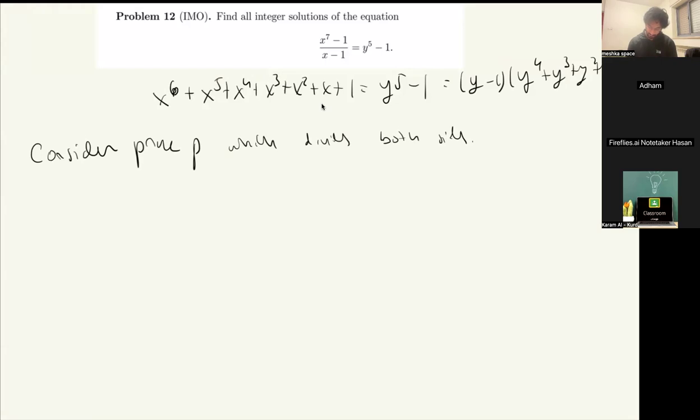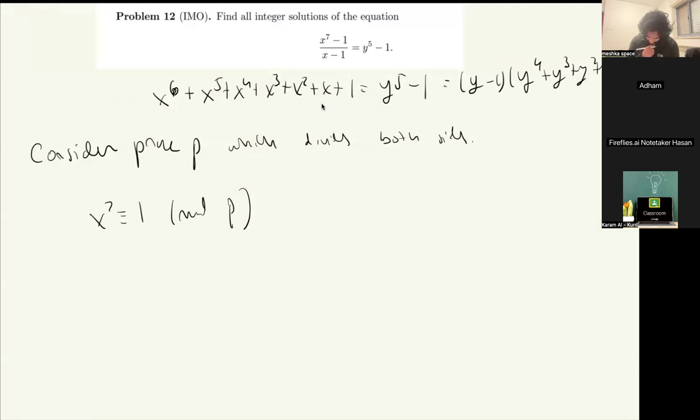Well, on the left-hand side, look, what does it mean? Okay, it means x to the 7th is congruent to 1 mod p. Now, is that enough? Is it enough that x to the 7th is congruent to 1 mod p?